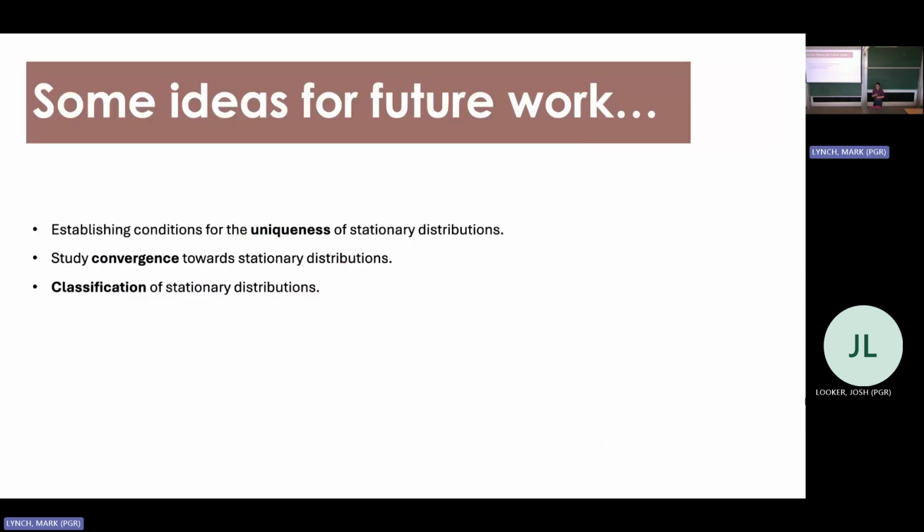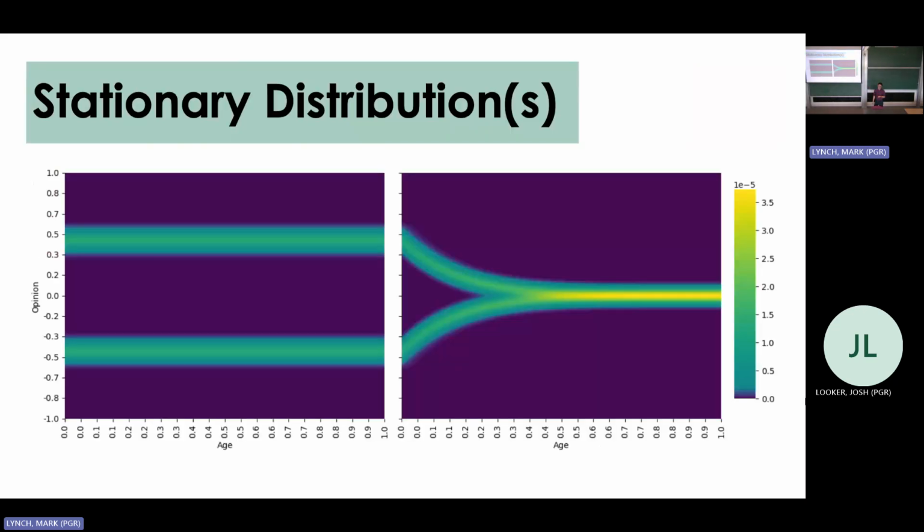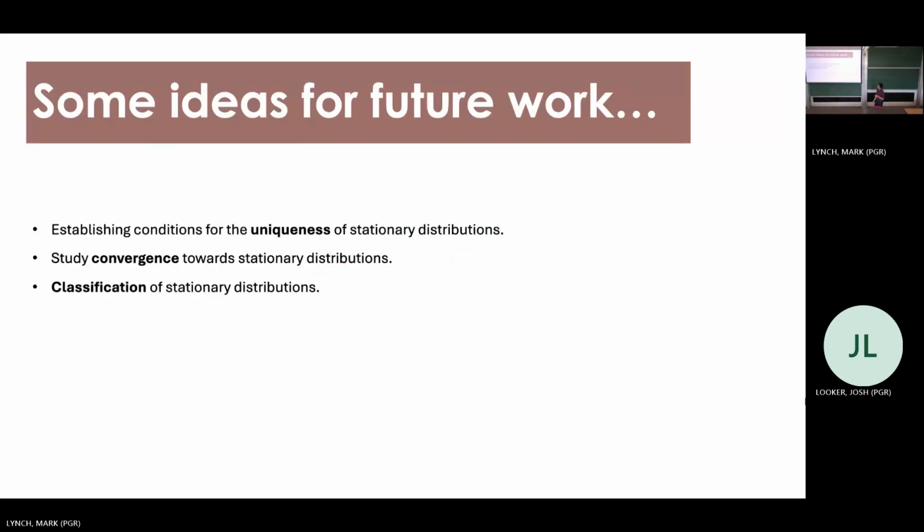I don't know when they are unique. I had a look at applying, rather than Schauder's fixed point theorem, the Banach fixed point theorem, which would say that they're unique, but you would need the mapping to be a contraction, and it's not. It would also be interesting to study the convergence towards stationary distributions and to classify what types of behaviors are possible in the stationary distributions.